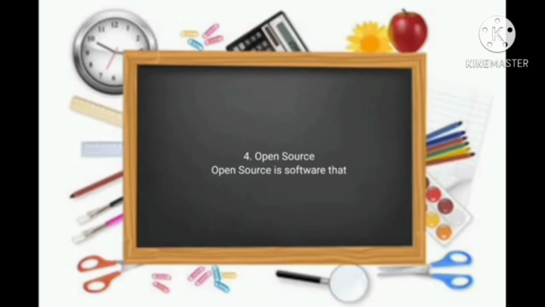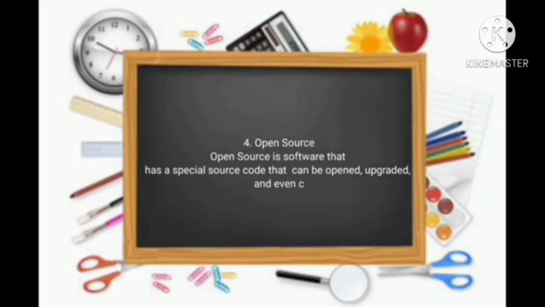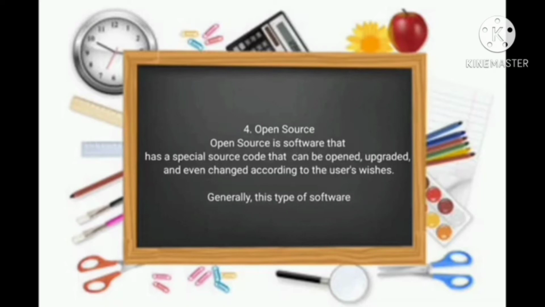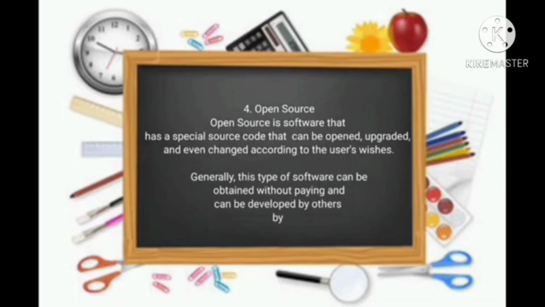And 4. Open source. Open source is software that has a special source code that can be opened, upgraded, and even changed according to the user's wishes. Generally, this type of software can be obtained without paying and can be developed by others by relying on the GPL license.